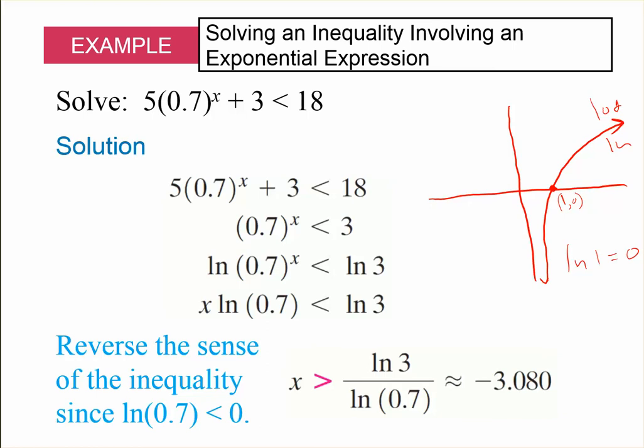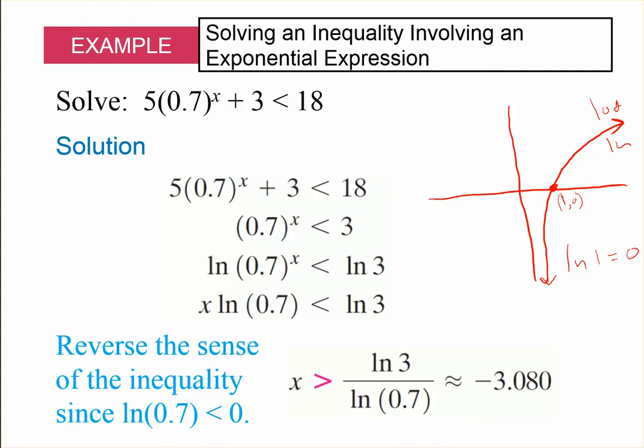Log of anything that's less than 1 is always going to be a negative because of this little curve right here. So where it touches 0 is at 1 right here. So ln of 1 is 0, but ln of 0.5, it's a negative. ln of 0.7, it's negative.